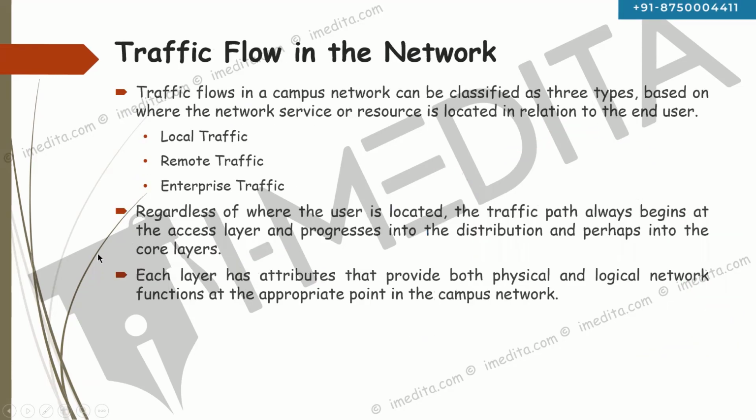So 3 types of traffic you will typically see: local traffic, local to the access layer; remote traffic, access to the distribution; and the enterprise traffic, access to the distribution to the core. So based on the traffic flow, the traffic can go from access to access, within the same access layer; access to the distribution, then the access; or access, distribution, and then core, and then from there distribution and then the access.